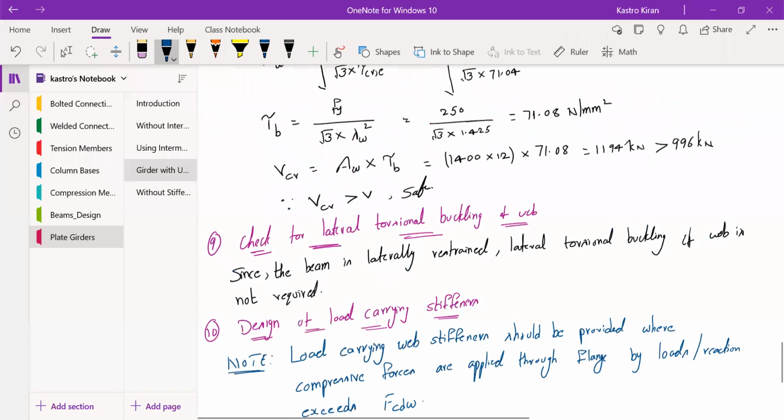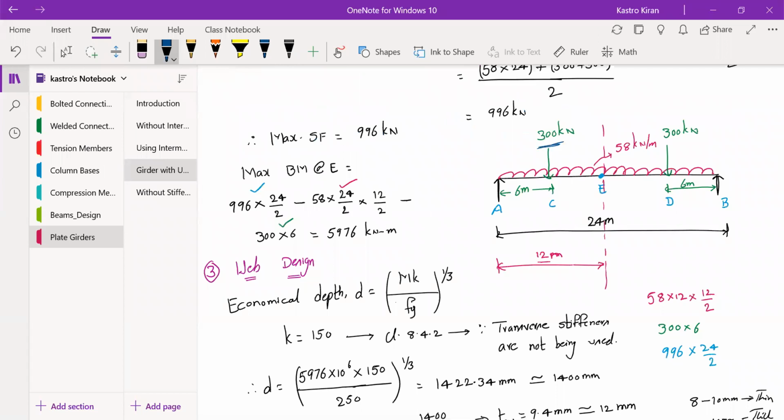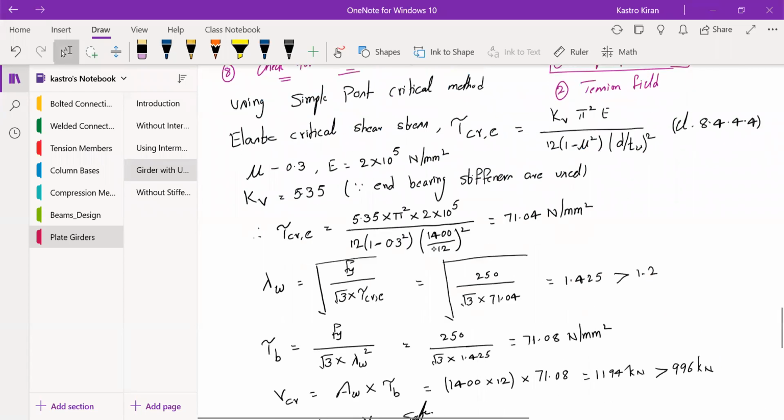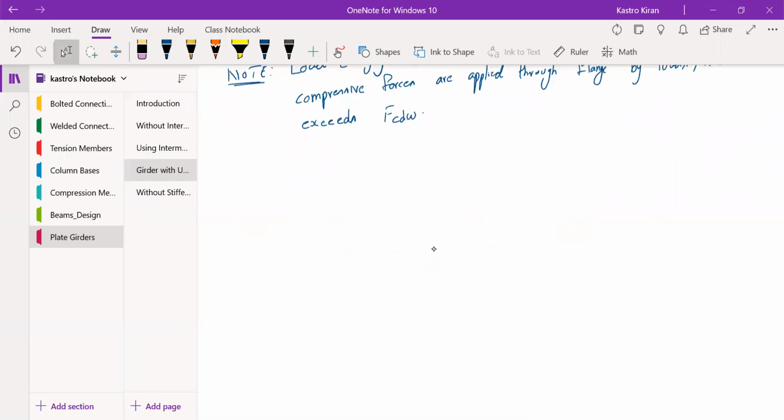You know the intensity of the factored load, which is 300 kilonewtons. Factored, yes, this one, factored concentrated load value, which is 300 kilonewtons. Now, what exactly this point is saying is, when the value of FCDW is less than the factored concentrated load or factored point load, you don't have to provide the load carrying stiffness. That's what the above entire paragraph says.